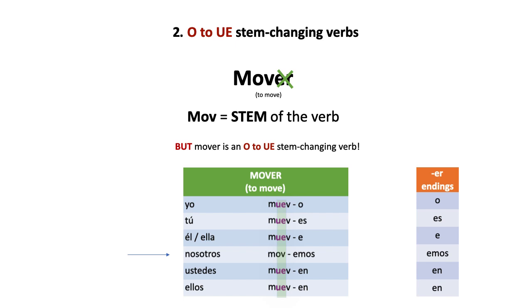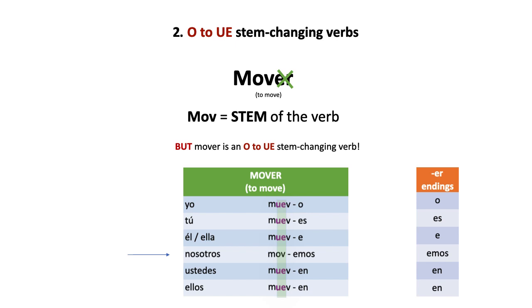So yo muevo, I move, tú mueves, you move, él mueve, he moves, ella mueve, she moves, nosotros movemos, we move. Ustedes mueven, you guys move, ellos mueven, they move, right? So it's exactly the same procedure as the E to IE stem changing verbs. I'm just making a different change in the stem.